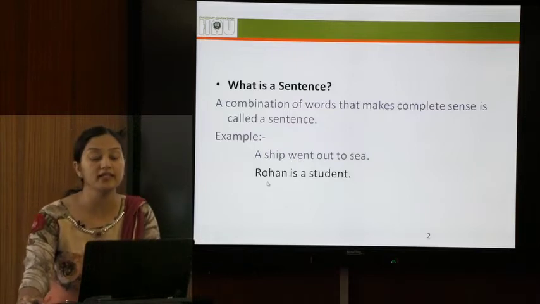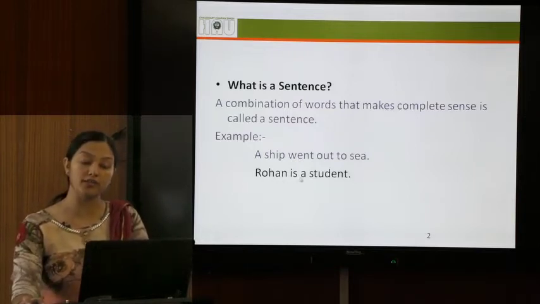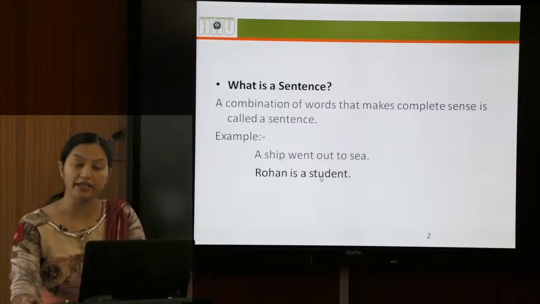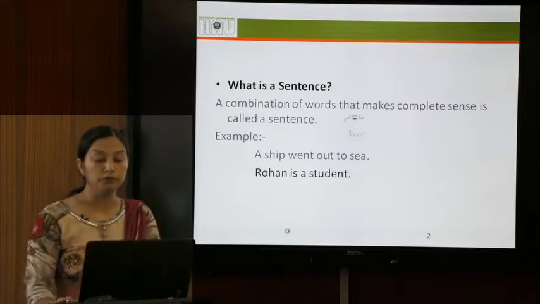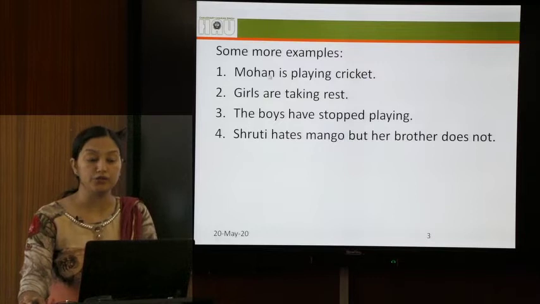And in the second sentence, the subject is Rohan and we are using a primary auxiliary, that is is, with it. So, this is again a correct sentence because our subject is singular and here the primary auxiliary is functioning as a main verb. So, some more examples for making it very clear to you.